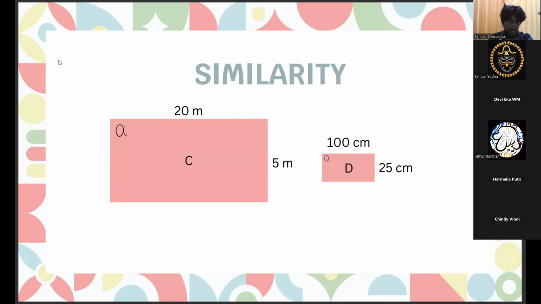So they are similar. So the relation between congruency and similarity is that all congruent figures, all congruent shapes, are similar, but not all similar figures are congruent. And that's it for this section. Next.